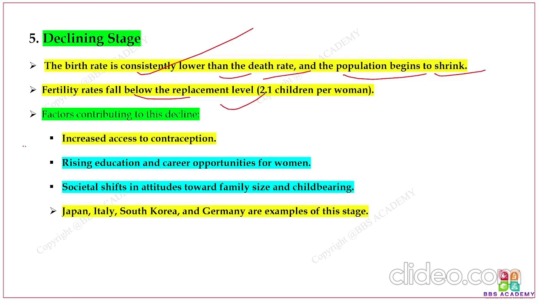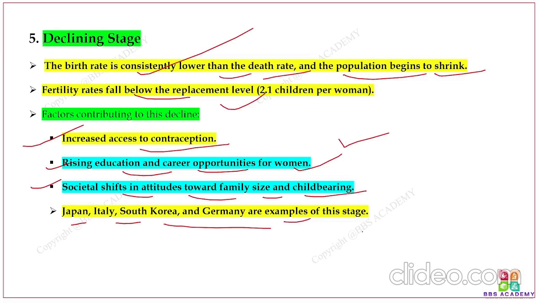These are increased access to contraception, rising education and career opportunities for women, and a societal shift in attitudes towards family size and child bearing. This is the basic characteristic, and countries like Japan, Italy, South Korea, and Germany are examples of this declining stage. So these are the basic stages of our demographic transition model. This is all about our demographic transition model.